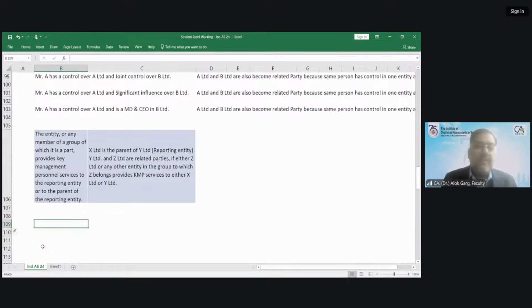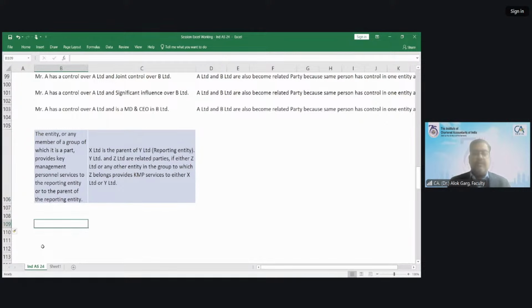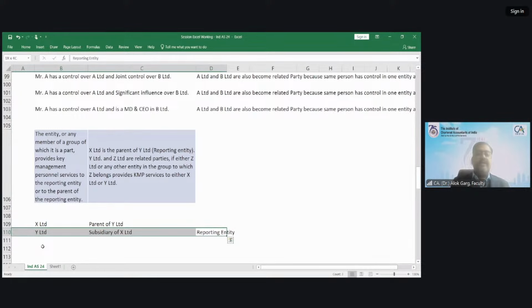X Limited is the parent of Y Limited. Okay. So here is X Limited. X Limited is parent of Y Limited, and Y Limited is subsidiary of X Limited. Y Limited is a reporting entity.